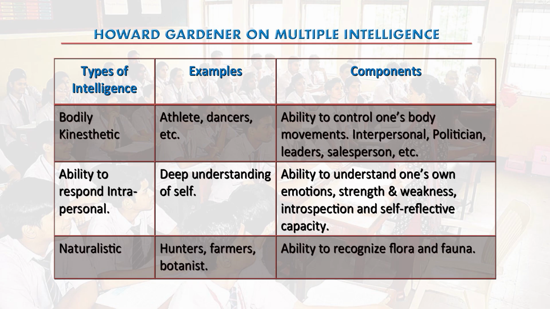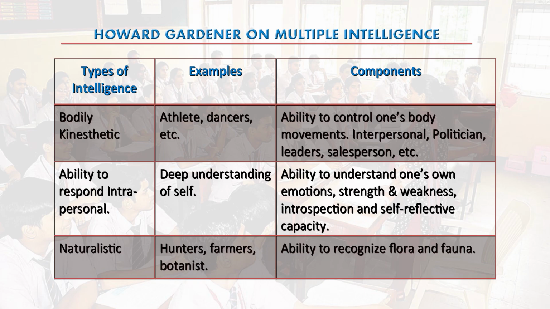Then intrapersonal, try to understand. An example of intrapersonal is a deep understanding of self, whether we are able to understand ourselves or not. Whether we are easily getting influenced wrongly by others. So, if you have a good understanding of yourself, then you can maintain your life in a very smooth way.